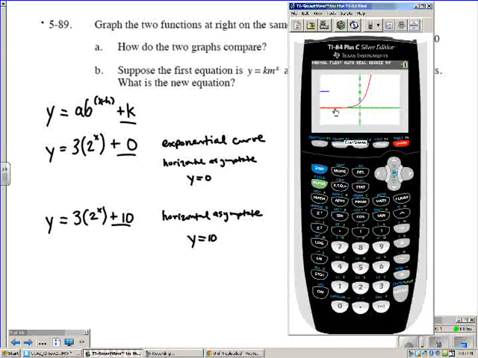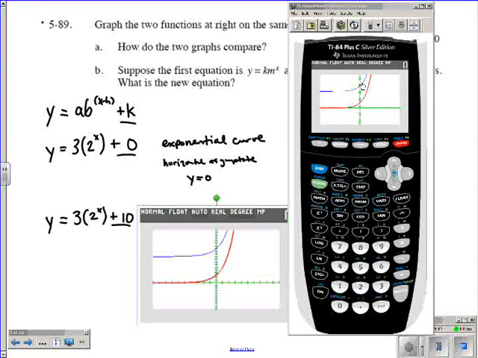Our asymptote there is where y equals 0. And now you see the second one here. As it comes across, we have our horizontal asymptote where y equals 10. So we've pretty much just shifted our exponential curve up 10 units, or translated it up.